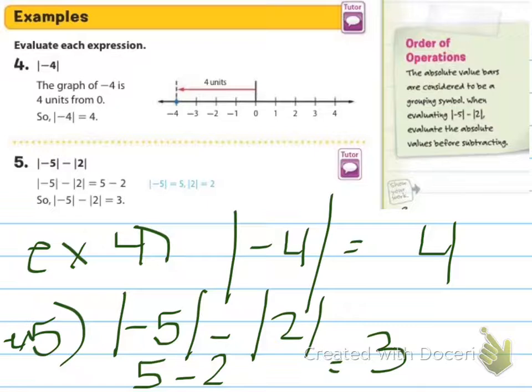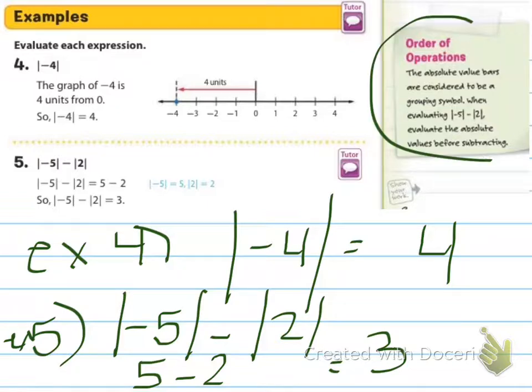So it's really important for you to understand where these numbers are coming from before you just do -5 minus 2, because you're about to learn how to do it. You can do -5 minus 2 in the future here, but that's not what it's asking. It's asking the absolute value of -5 minus the absolute value of 2. So it ends up being 5 minus 2, which is 3.